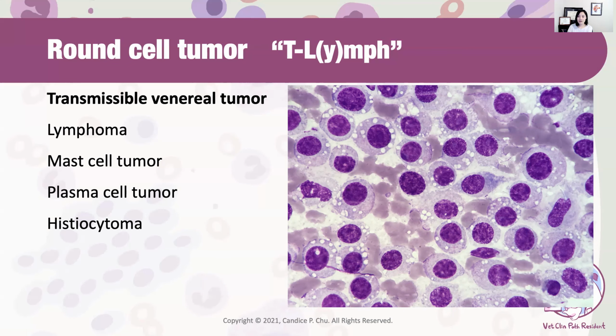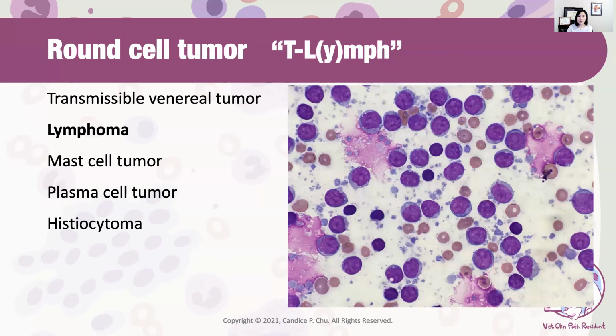That's the most significant feature of TVT. For lymphoma, the significant feature would be that the cells have a very, very high NC ratio. What does it mean by saying very high NC ratio? If you look at this cell here, it barely has any cytoplasm. I don't even describe the cytoplasm as a small amount. I would say this is a scant amount of cytoplasm because there is basically no cytoplasm. So, very high NC ratio.